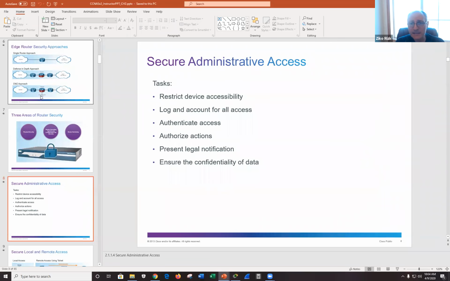This is a fabulous slide, everybody. It doesn't look like it, but it really is. And it's trying to put their arms around chapter two. So secure administrative access. So we have, and this is true for all devices, not just routers, but here we're talking about routers and switches. Secure administrative access. Restrict device accessibility, absolutely, positively. You know, you want to restrict who has access, especially who has admin access to the device.